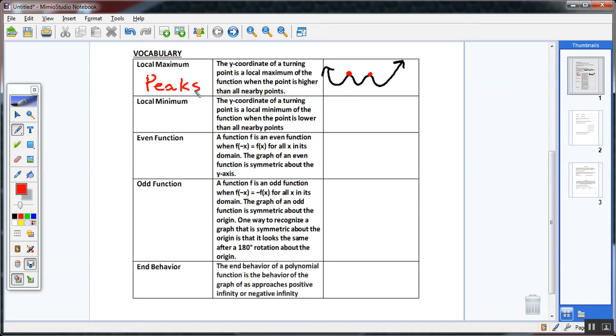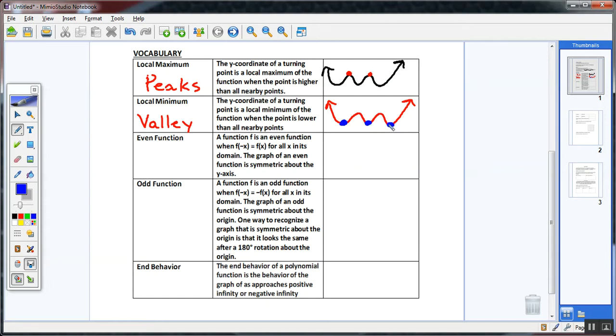So if local maximum is a peak, what do you think I might call local minimum? Anybody have a guess? Well, I call them the valleys, peaks and valleys. So if I had the same graph kind of like this, a valley is like a part where the roller coaster gets to its lowest point, maybe going down and then coming back up. How many valleys are in this roller coaster right here? There's 3. These 3 points would be my local minimums.